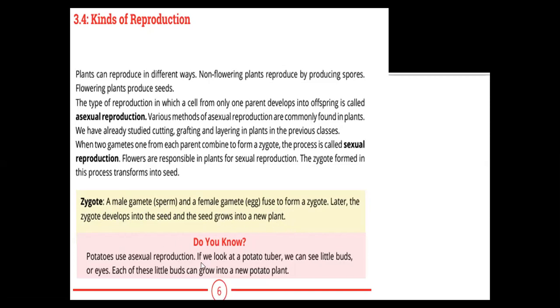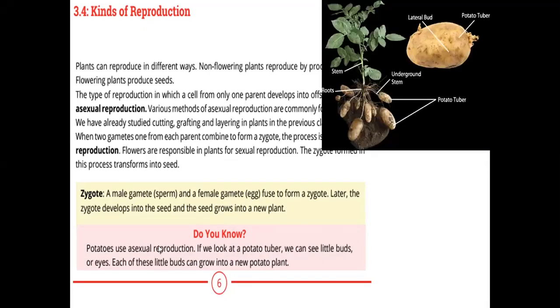Yes. So do you know that potatoes use asexual reproduction? If we look at a potato tuber, asexual reproduction means just a potato part, any part of the potato plant we can use to grow other potatoes also. So we can look at the potato tuber. Here we can see little buds and eyes, and little buds can grow into new plants. If you see lots of potatoes with one plant, how does it happen? Actually, potato is also called potato tuber. They are present under the ground, and these are underground stems actually.